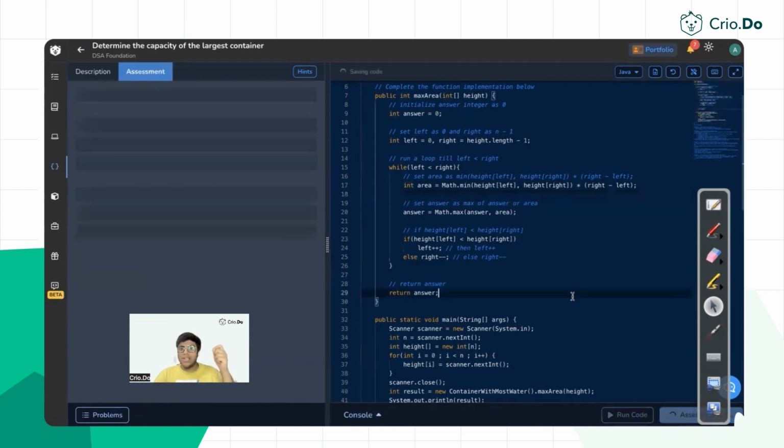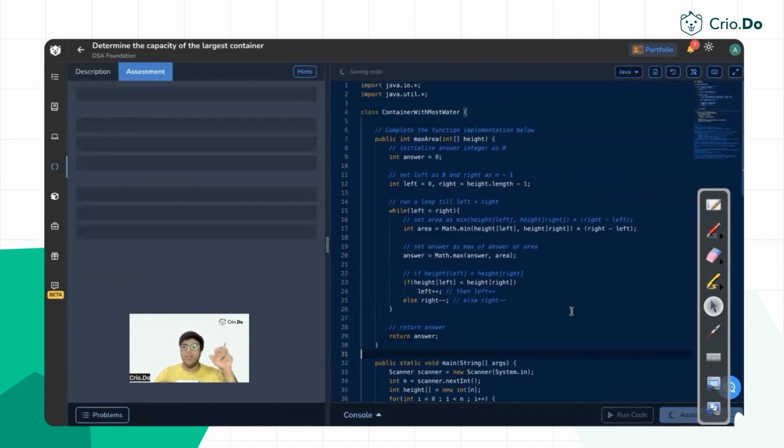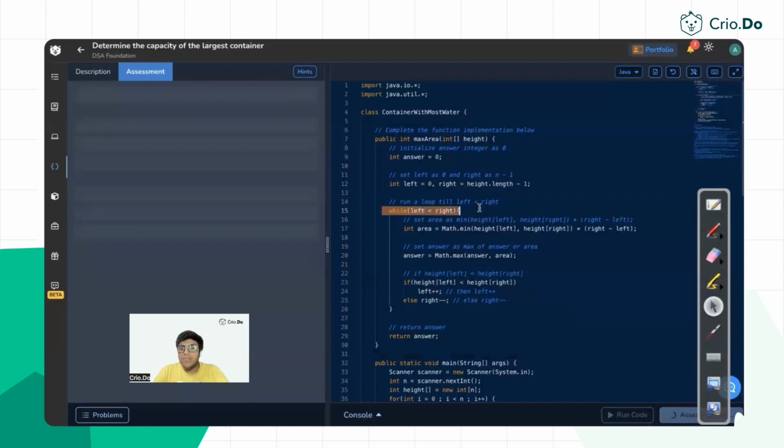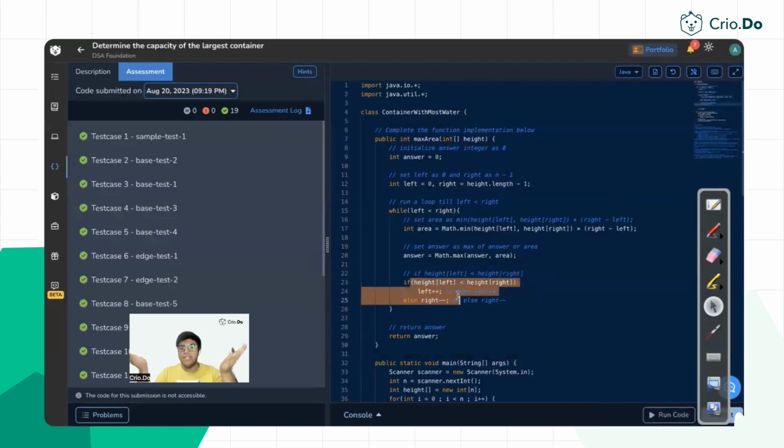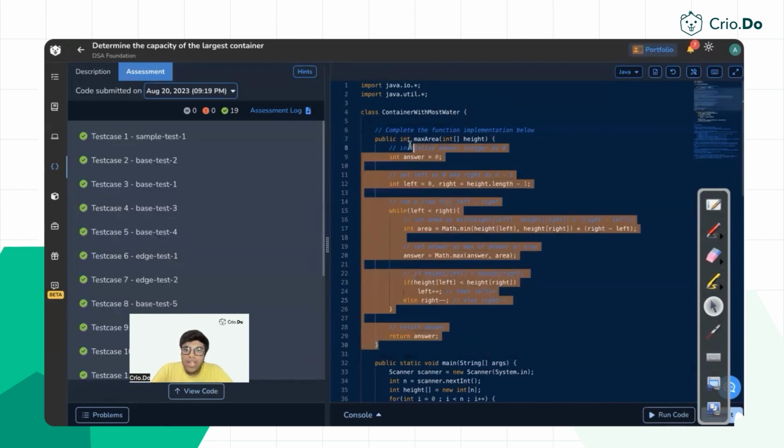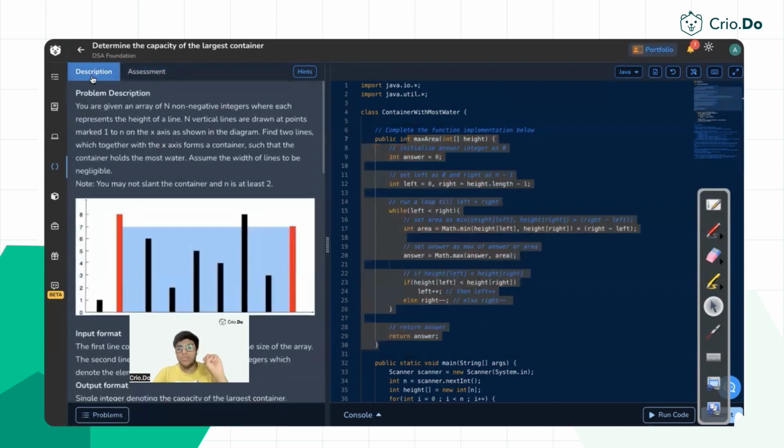So we have already discussed the time and space complexity in the approach video. What was the time? Since we are running a simple 1D loop where every time either left plus plus or right minus minus is happening, linear time complexity will be required. And since we are not taking any extra auxiliary data structure, constant space will be required. So linear time, constant space, order of n time, order of 1 space.